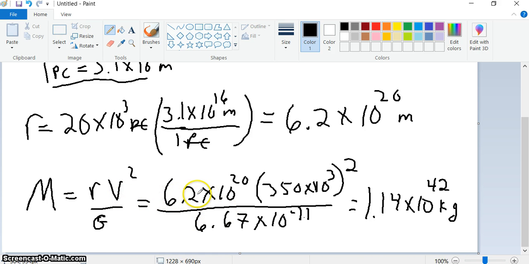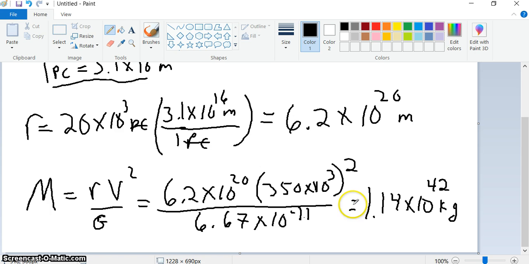So this is going to be 6.2 times 10 to the 20th times 350 times 10 to the third, but we've got to square that, right? Because it tells us to do that right here. This is, Isaac Newton actually came up with this. And then you divide by capital G, big G, which of course is the universal gravitational constant, which is always the same everywhere in the universe. It is 6.67 times 10 to the minus 11th. So when we do that calculation, we get 1.14 times 10 to the 42nd kilograms.